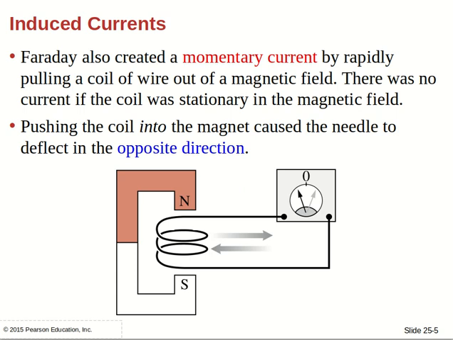And as long as the coil was sitting there still, there was no deflection on the needle. However, when the coil was removed, pulled to the right, there was a momentary deflection on the needle, and when he reinserted it into the field, he saw the equal and opposite current induced in that coil.